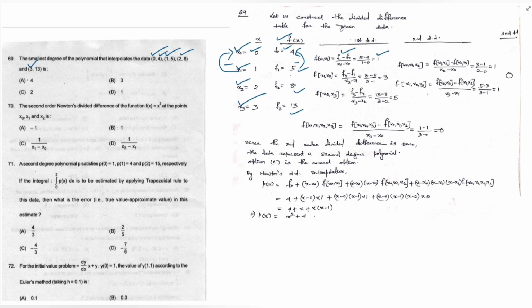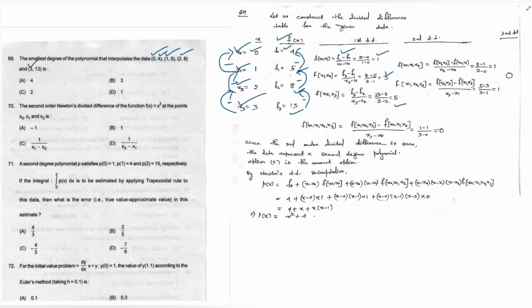Similarly, the first order divided difference using the data values x1, f1 and x2, f2 is defined by f2 minus f1 by x2 minus x1. So it is 8 minus 5 divided by 2 minus 1, so it is 3. Similarly, the other first order divided difference we calculate using the data values x2, f2 and x3, f3, which is defined by f3 minus f2 divided by x3 minus x2. So f3 minus f2, that is 13 minus 8 divided by x3 minus x2, that is 3 minus 2, which is 5.